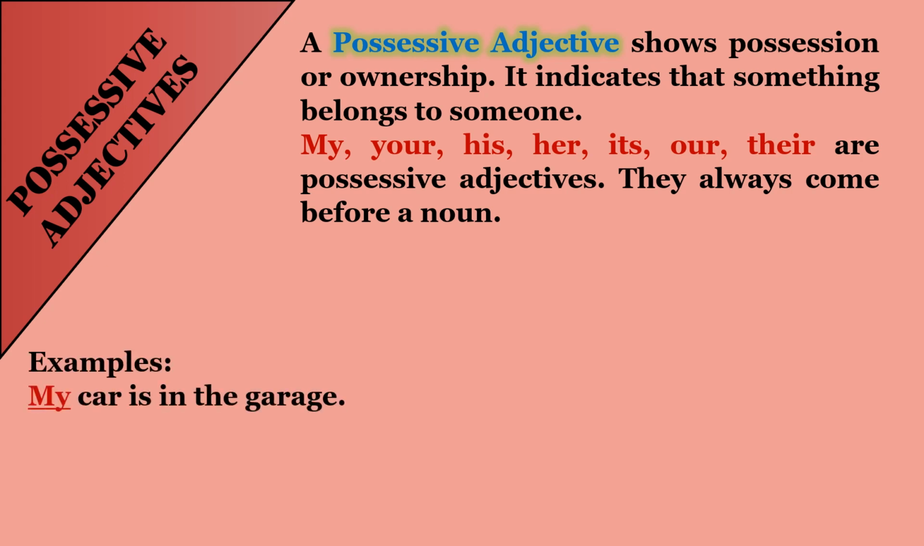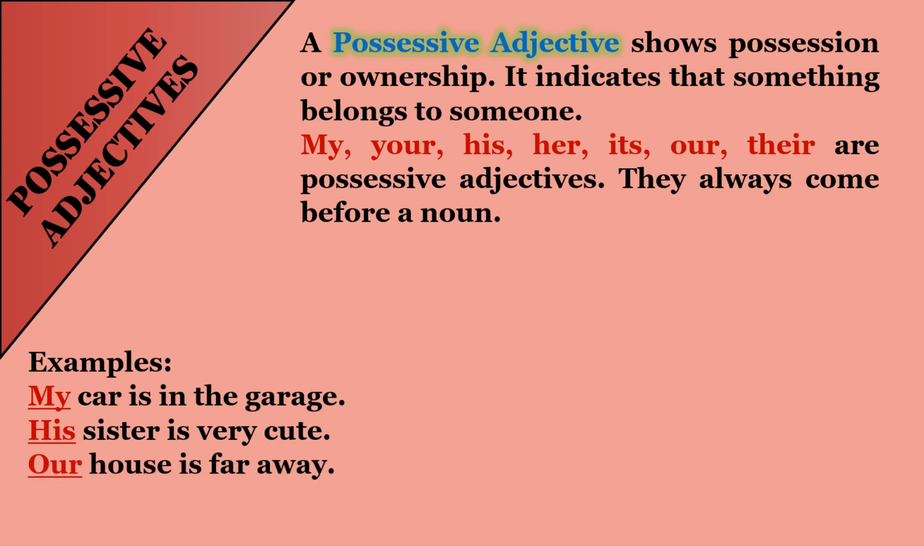Examples: My car is in the garage. My car, or his car, or their car, is in the garage. His sister is very cute. So sister is the noun here, and we know something more about the sister. His sister, or my sister, or our sister. So you see, as the possessive adjectives change, the noun is also being modified differently.